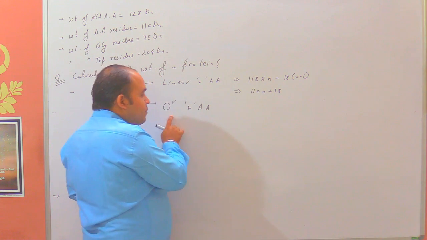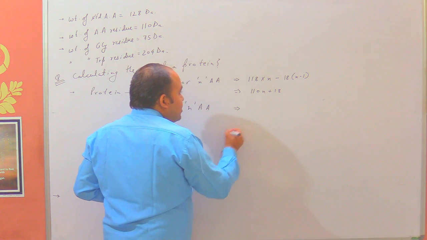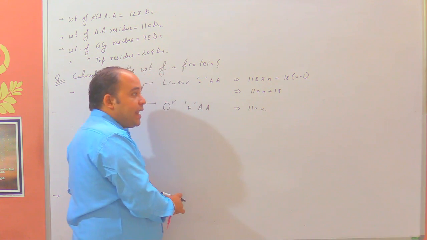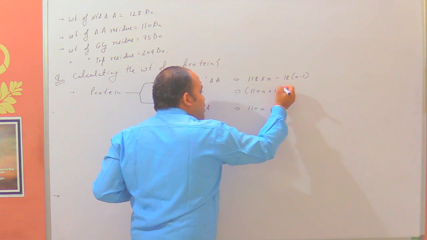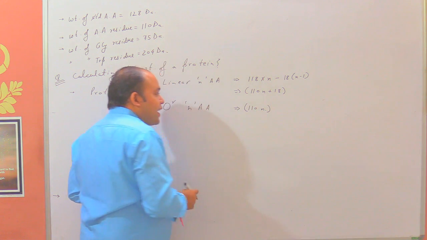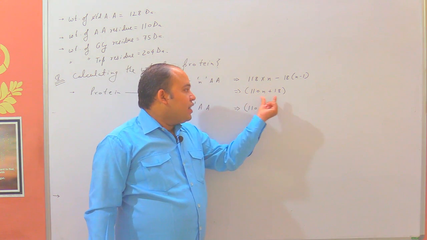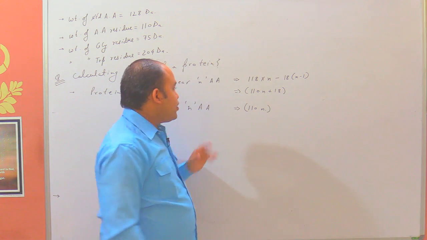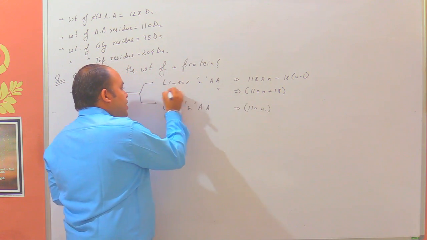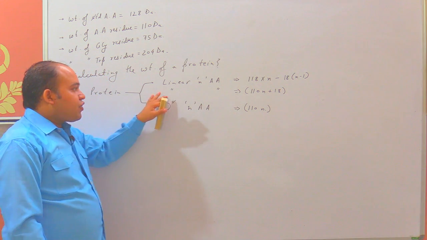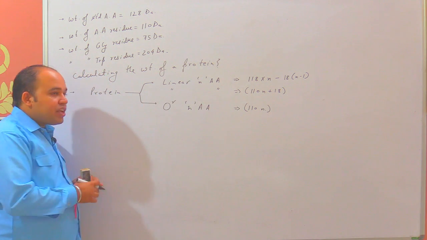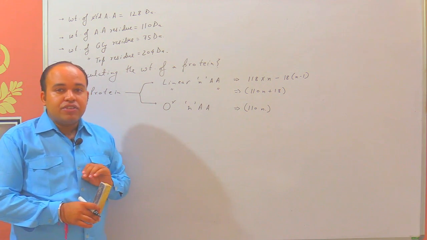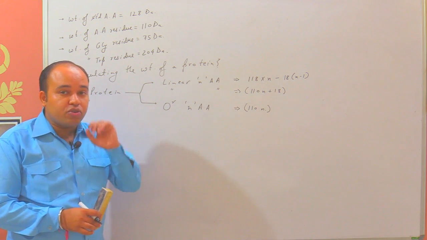So in the same case, if it is circular, then what you are going to get is 110 into n. So the weight of a protein could be calculated directly like this: 110 into n plus 18 if it is linear, and if it is circular, it is 110 into n. So here we can calculate the weight of a protein. The weight of a protein is specifically important when you have to separate the different proteins through size exclusion chromatography.